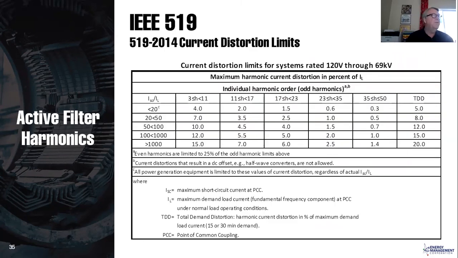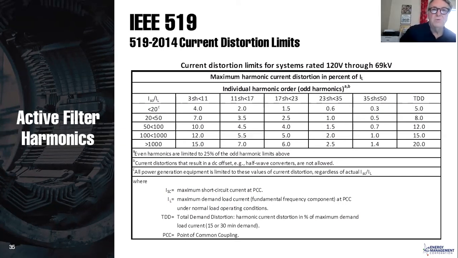Let's look at IEEE 519. This is a utility standard, and the utility standard says that we will allow you to have, over here on the right, in the total demand distortion, that's your total harmonic current distortion. If you have a very weak utility and a big load, they will only let you have 5% distortion. On the other hand, if we go down to the bottom of that TDD row, if you have a very strong system and a very small load, then you can have 20% distortion.